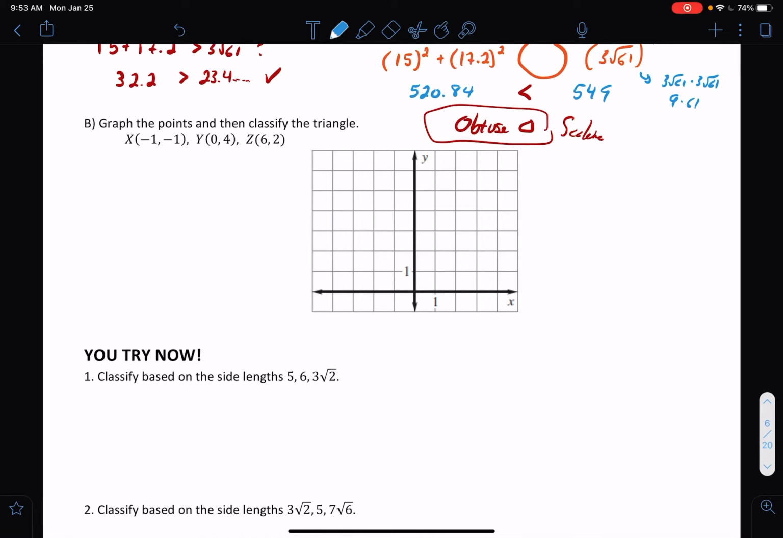Okay, so I cut the last video short because I did problem B wrong, so I had to cut that and make this one. So let's start by graphing these points.